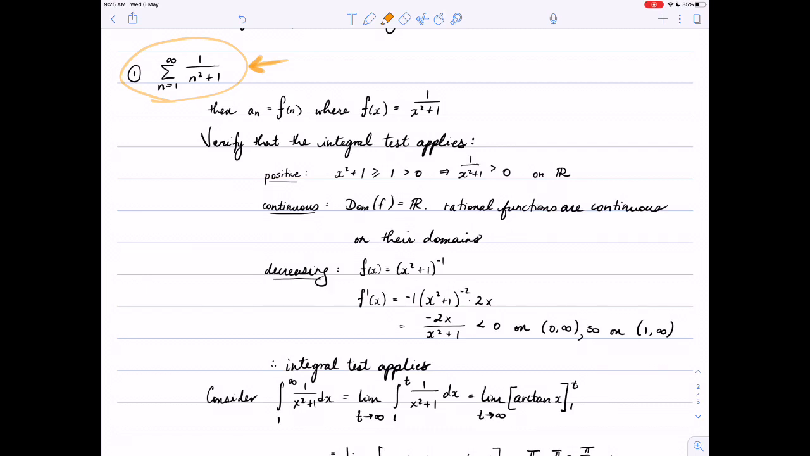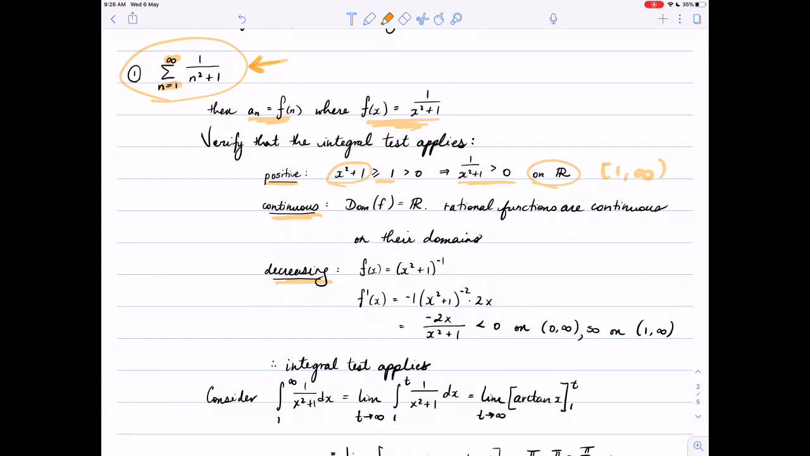So the first thing we identify is that if our series term is 1 over n squared plus 1, then we have a function that matches: f of x is 1 over x squared plus 1. To check that the integral test applies, we must see that the function is positive, continuous, and decreasing. Well, positive is pretty easy to see, right? x squared is always greater than or equal to 0, so x squared plus 1 is greater than or equal to 1, and so 1 over it is positive. It's positive on R, so it certainly is positive on the interval that we're looking for, which is from 1 to infinity. Why 1 to infinity? Because those are the bounds of our series term.